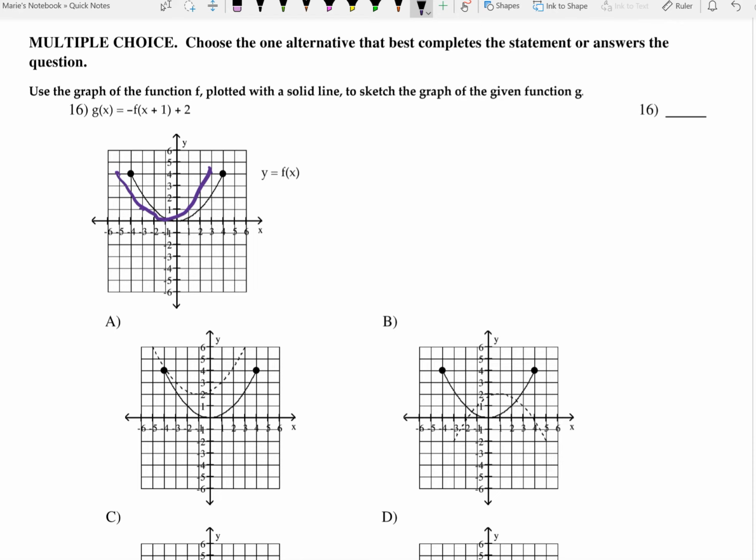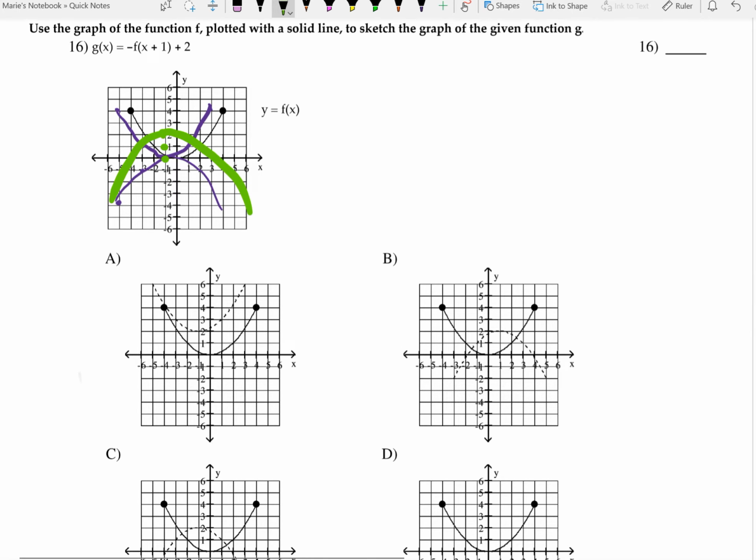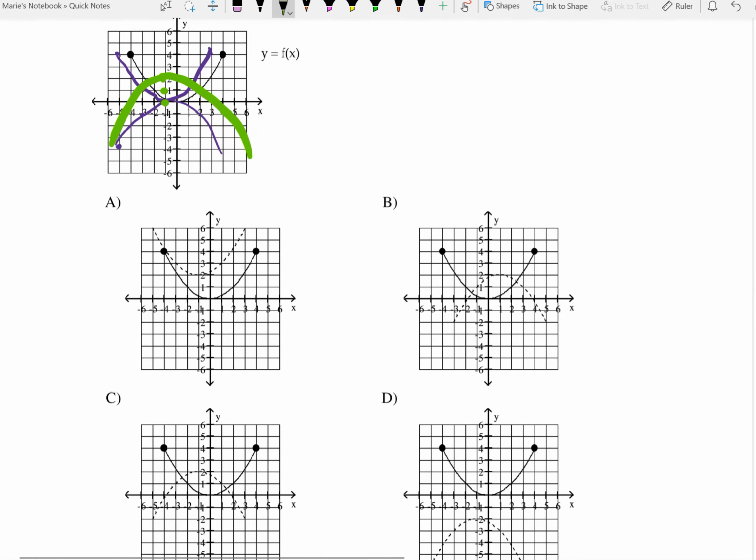So this is -5, 4. So this will be -5, -4. So we're here. Alright, I'm just trying to get it as close as possible. You get the idea, and then +2. So now we're going to shift it up 2 units from here. So if this is my point, I'm coming up 2, and this should be doing this kind of behavior. The only one that would match that would be answer choice C in this case.